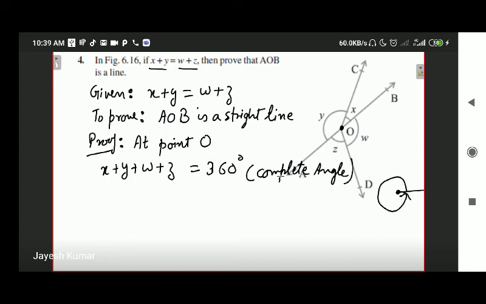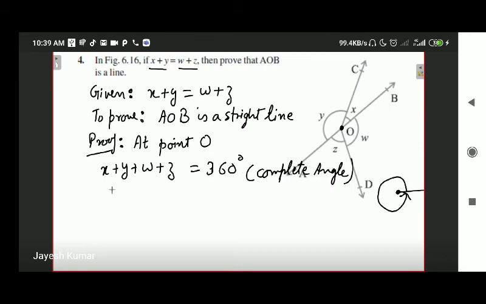Students, let me remind you once again. You have to do all the questions from the NCERT for the geometry part, and with every question in your homework copy, you have to draw its diagram as well. So at any point O, x plus y plus w plus z is equal to 360 degree. Why? Complete angle at a point.